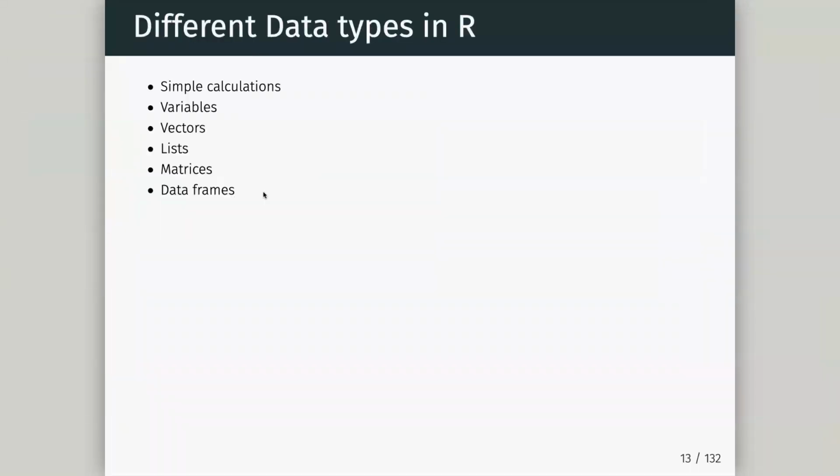So we'll jump into what types of data we have. We'll start very simple. We'll just deal with some simple calculations, variables, and then we'll look at vectors, which are just one-dimensional arrays of numbers or characters or logicals. We'll then look at matrices, so how we hold 2D data, tables, in R.